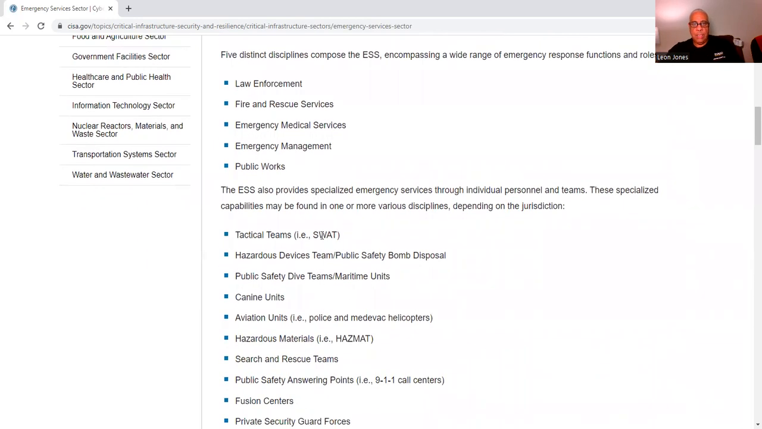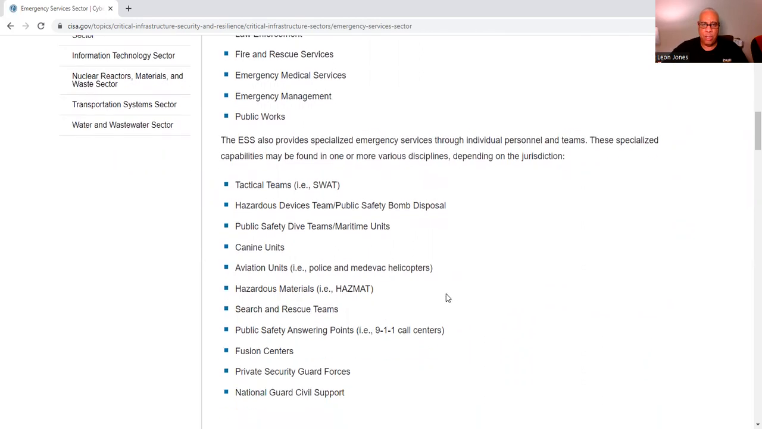Also, you have specialized emergency services, your SWAT teams, hazardous devices like bomb disposal, canine units, public safety dive teams, aviation units, hazmat, SAR, search and rescue, public safety answering points, your 911 call centers, fusion centers, private security guard forces, and National Guard support.